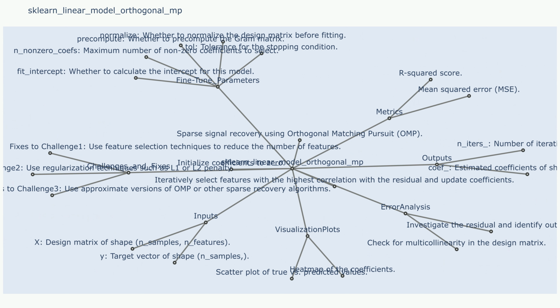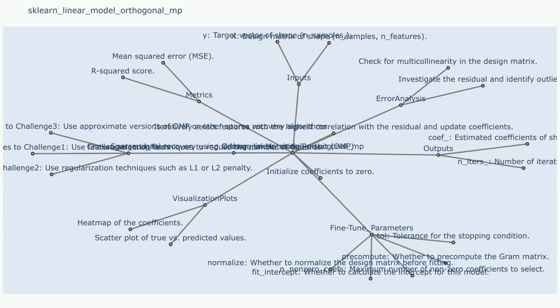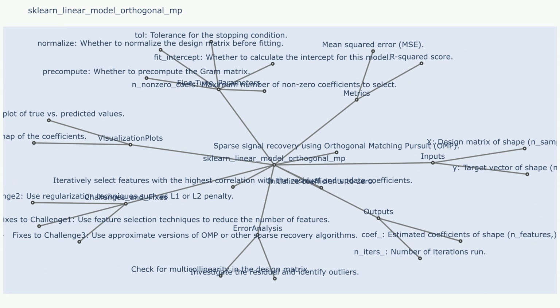Metrics. Mean squared error, MSE, measures the average squared difference between the predicted and actual target values. R squared measures the proportion of the variance in the target values that is explained by the model. Visualization plots: scatter plot of the predicted vs. actual target values, and bar plot of the estimated coefficients, highlighting the non-zero coefficients.